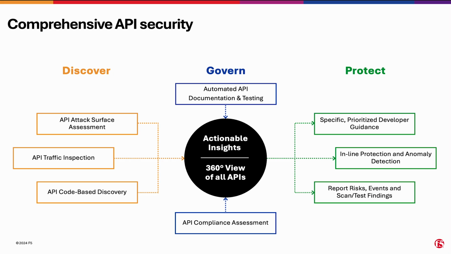Providing actionable insights and a 360-degree view of all APIs, enabling organizations to manage and secure their API ecosystems effectively. These comprehensive capabilities of discovery, governance, detection, and protection are what F5 Distributed Cloud API Security delivers.